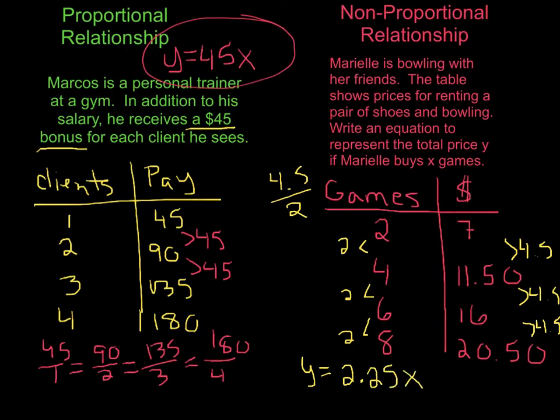We need to figure out what is the y-intercept. So we want to think about what would be on our price side of our table when it's 0 games. So if we, let's see, go backwards in our table, subtract 2 to get to 0, we would have to subtract 4.5 from 7, which is 2.5. So my y-intercept is 2.5.